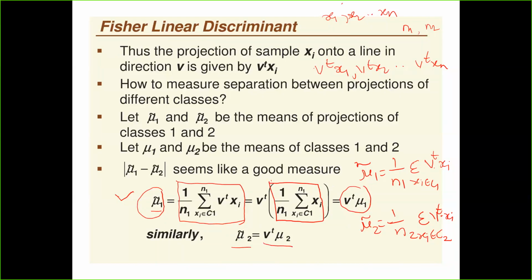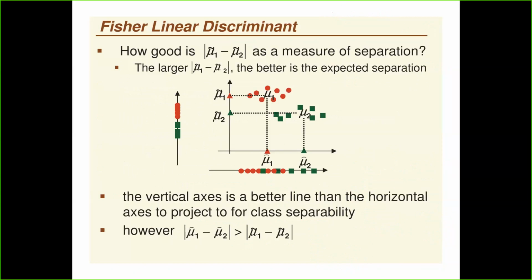Are you with me so far? Yes. So the distance between them, mu1 bar minus mu2 bar, should be maximized. It means we have to learn V in such a way that this distance is maximized. This is the objective, right? But there is one problem with this objective alone. We want to see how good the distance between the centroids is as a measure of separation. Can we always say that if the distance is more, then the classes are well separated?